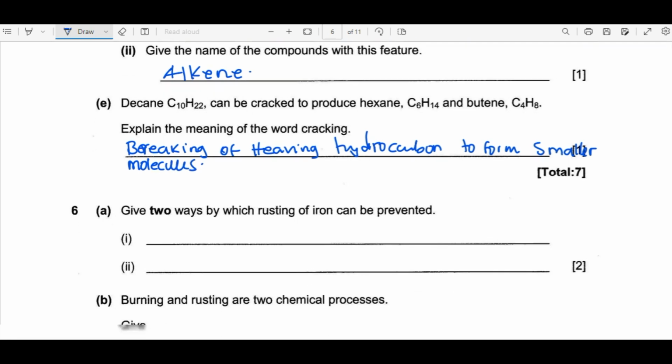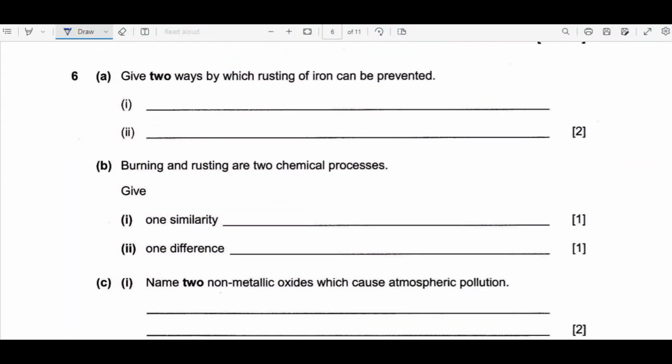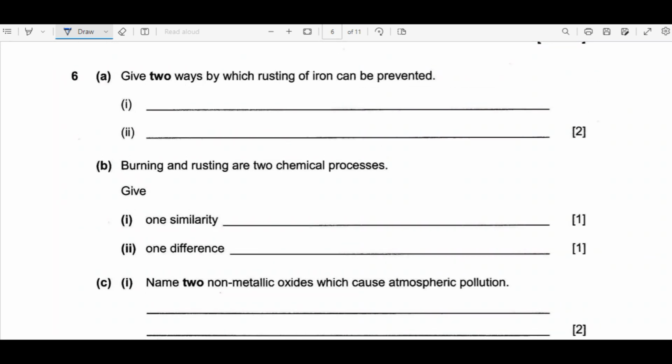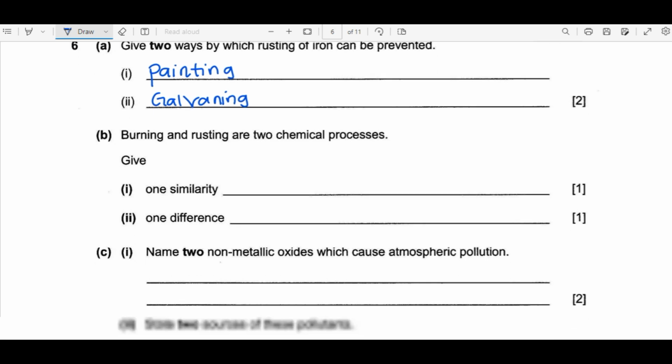Go to question 6. So 6a, give 2 ways by which rusting of iron can be prevented. So the first one we can say by painting. Then number 2 we can use galvanizing. We have also sacrificial protection, we have oiling, we have greasing, so we can use all those.